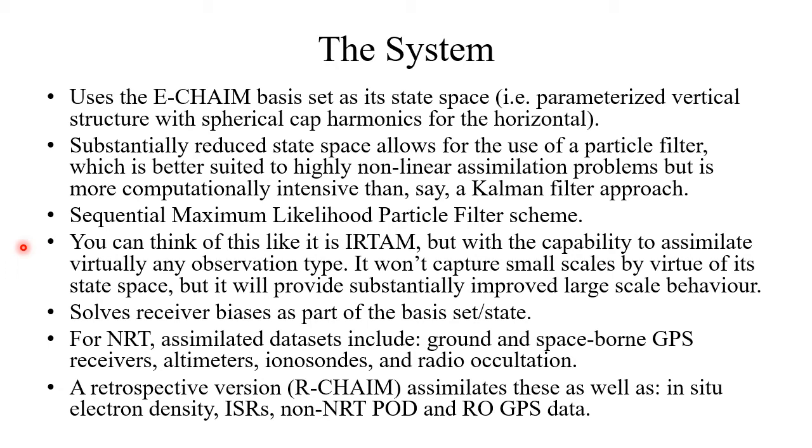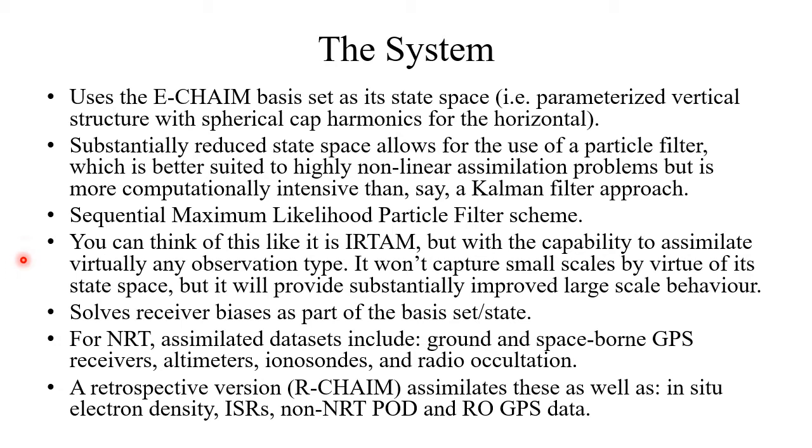And as I mentioned, for near real time, we assimilate ground and spaceborne GNSS or GPS receivers, altimeters, ionosondes, and radio occultation. However, there isn't any radio occultation currently available at high latitudes, given the canceling of COSMIC-2's polar orbits.